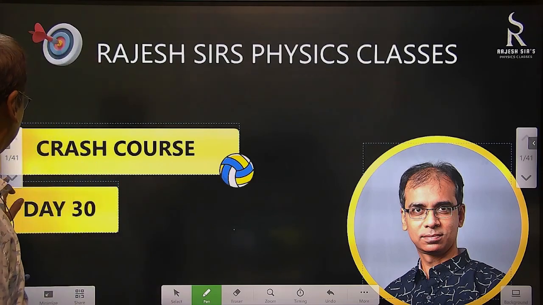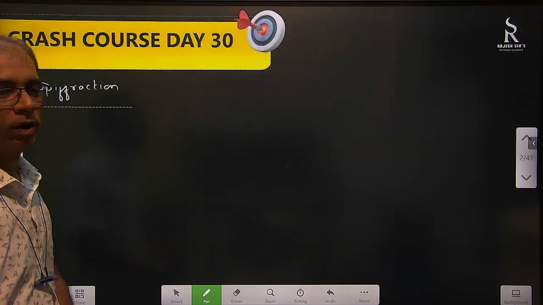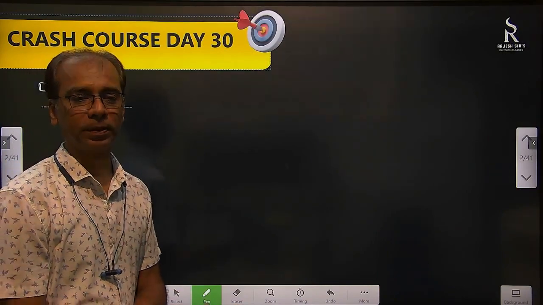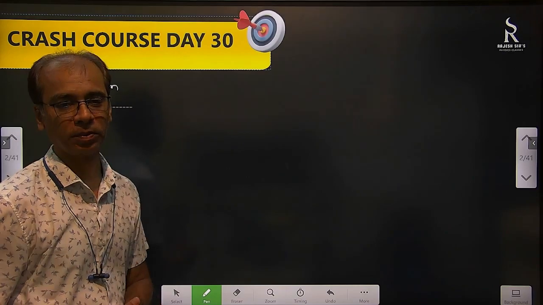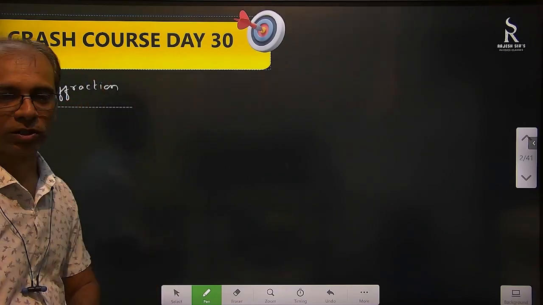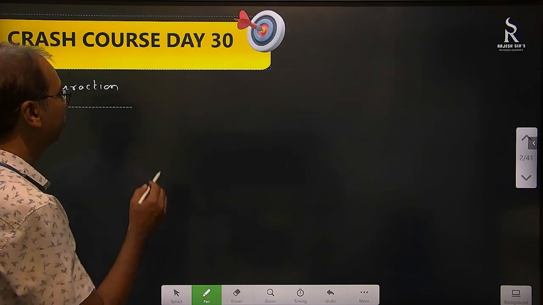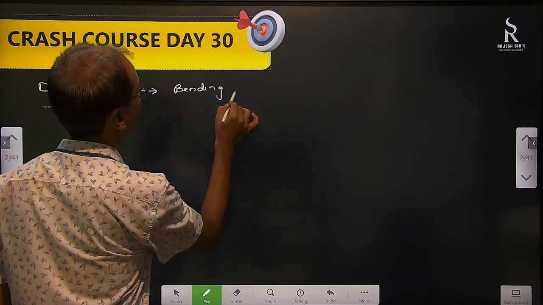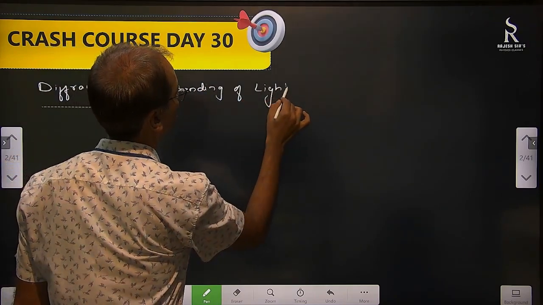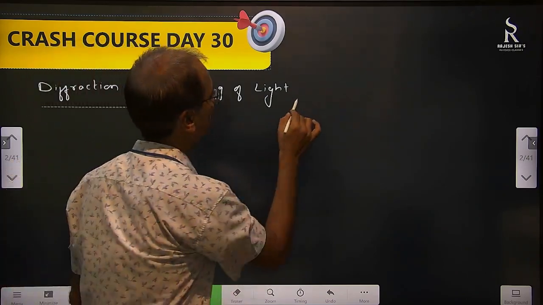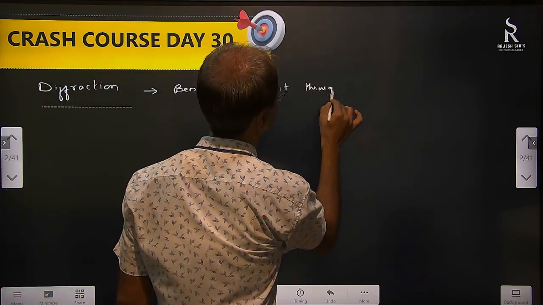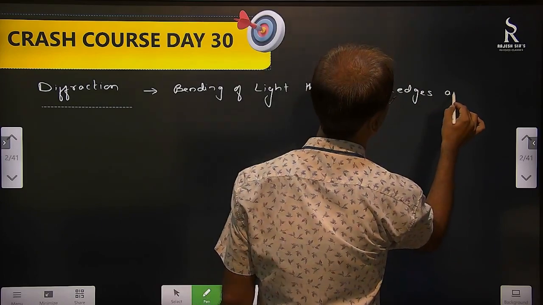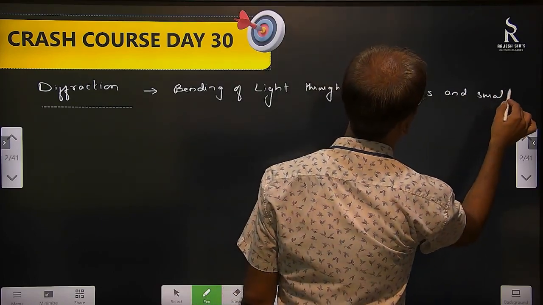All right. So yesterday we discussed wave optics. In wave optics, we finished interference, Young's double slit experiment. So remaining was diffraction. So diffraction basically is what? Bending of light. Bending of light through sharp edges and small openings.